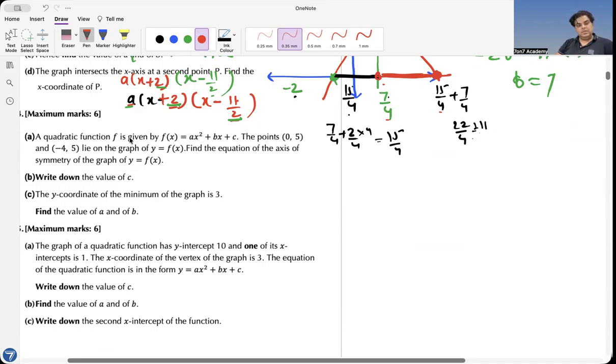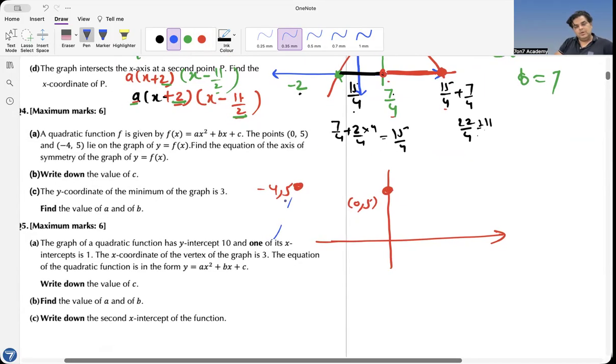The quadratic function f is given by this. See the points that lie on f of x. Which point lies on the curve? Just try to draw and locate the points. 0, 5 is here, and minus 4, 5. So minus 4 is the x value, 5. So for minus 4, we got 5. These are two values, so the symmetry will be at minus 2.